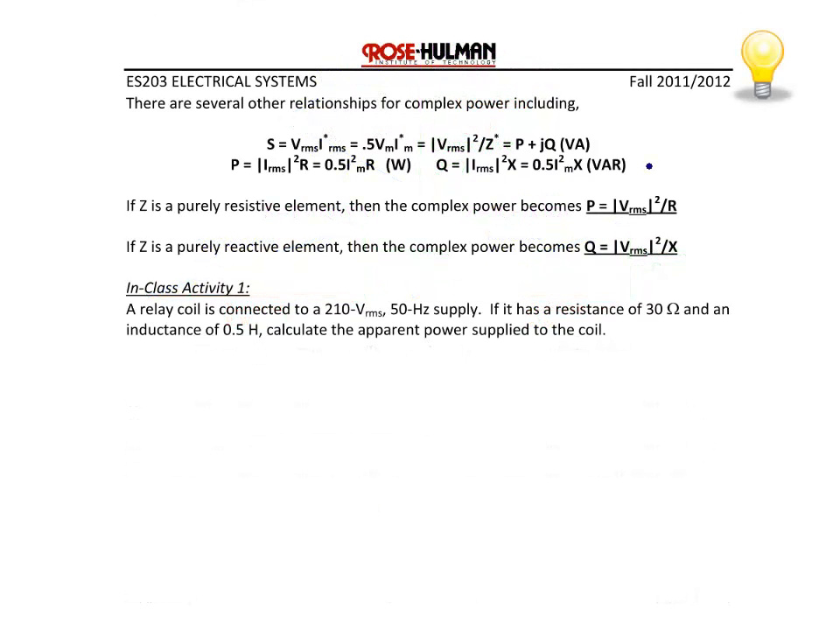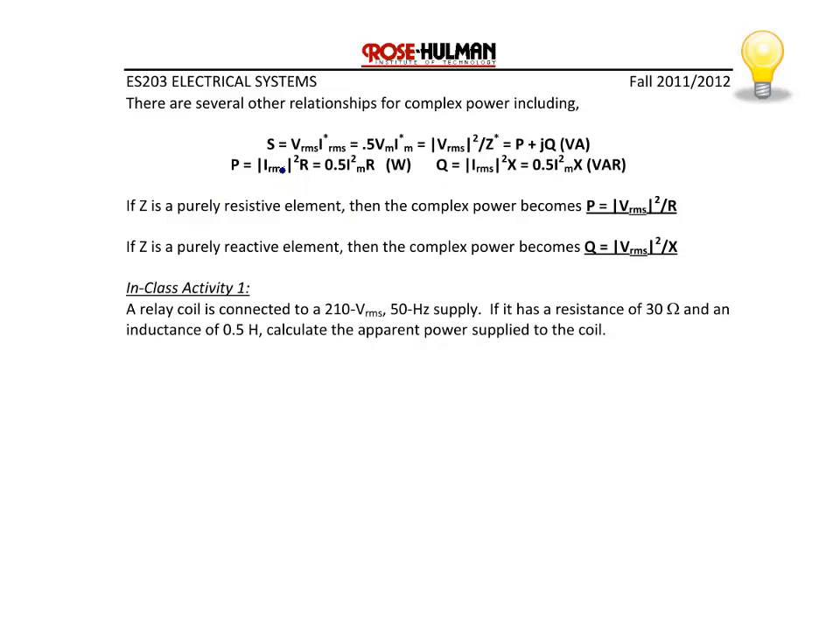Since we know that we can express a phasor using RMS or magnitude values, this gives us several formulas we can use to find the complex power, including S equals V_RMS times I_RMS conjugate, or 1/2 V_M times I_M conjugate, or the magnitude of V_RMS squared divided by Z conjugate, or P plus jQ.